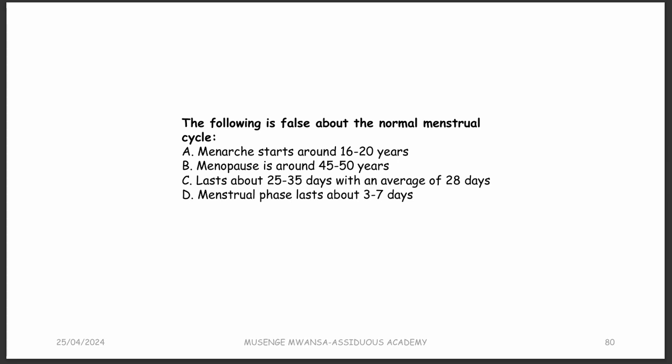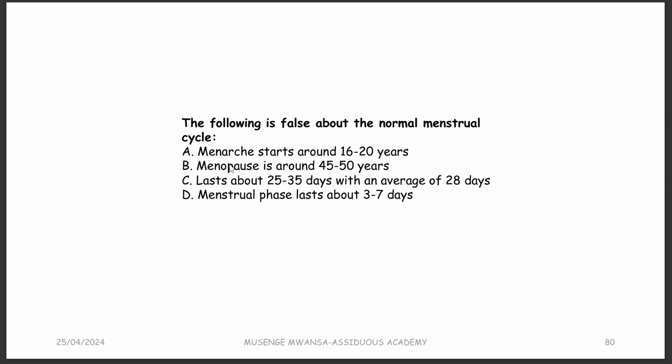So after fertilization happens, you are going to have beta human chorionic gonadotropin, beta HCG, that is secreted by syncytial trophoblast, and that will maintain pregnancy. Syncytial trophoblast. Okay.